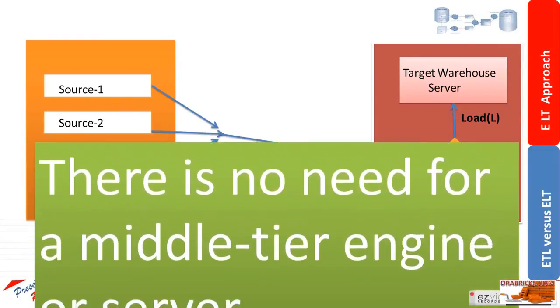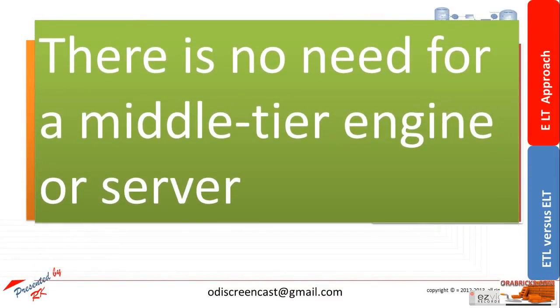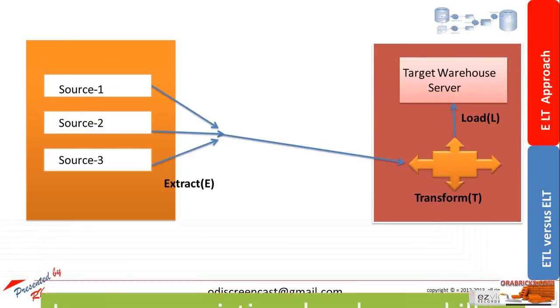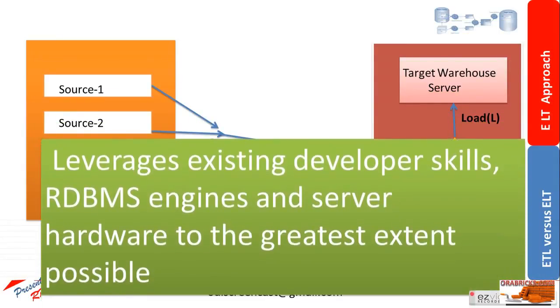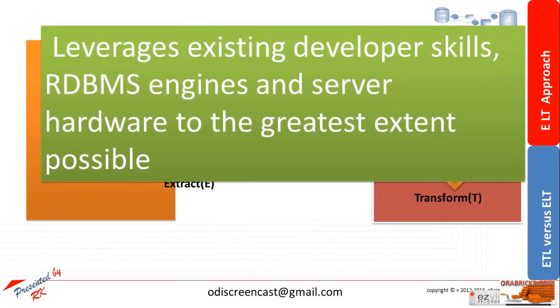As I already explained in the previous slide, there is no need for a middle tier engine or server, because all the transformations are directly taken care of by your target warehouse engine. It basically leverages existing developer skills with target RDBMS engines, because it always generates SQL operators. So the code will be very powerful because it's native code, and you also leverage server hardware to the greatest extent possible, because all transformations are taken care of by the server itself.